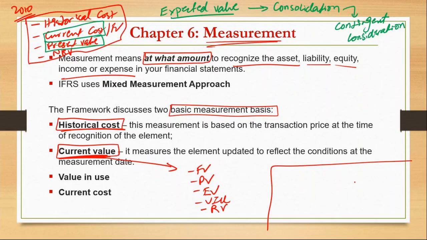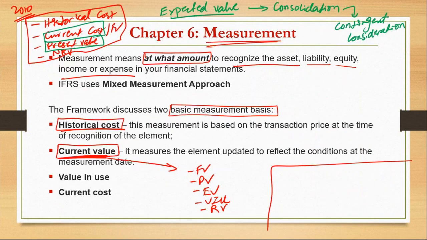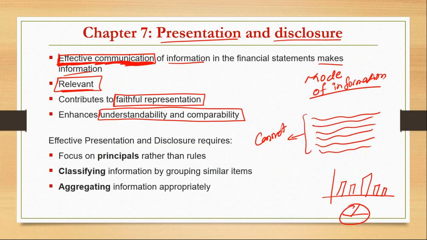Okay, so if we get back to the presentation, we started to discuss the presentation, the disclosures. So we were discussing that chapter 7 talks about the mode of communication, the mode of communicating the information. So mode is very important because that will increase the effectiveness, which will automatically affect the relevance, faithful representation, understandability and comparability.